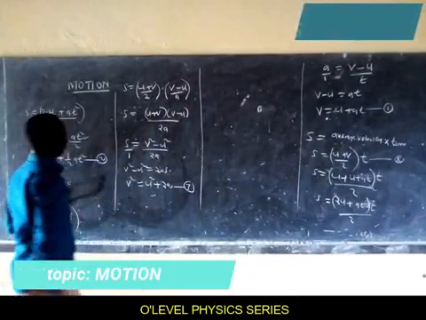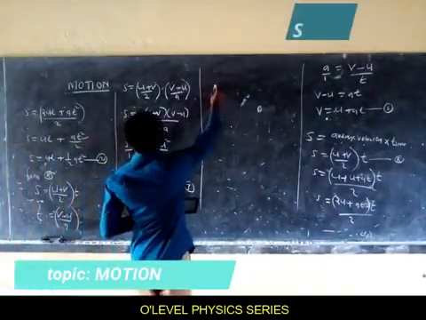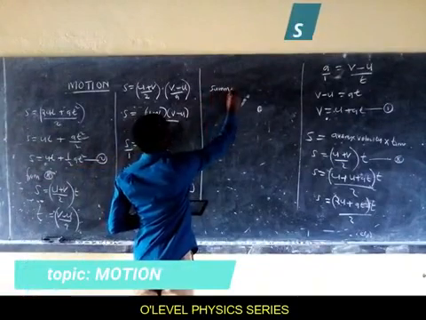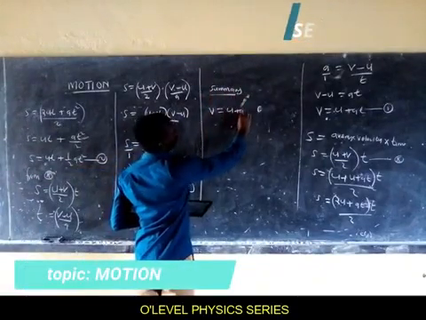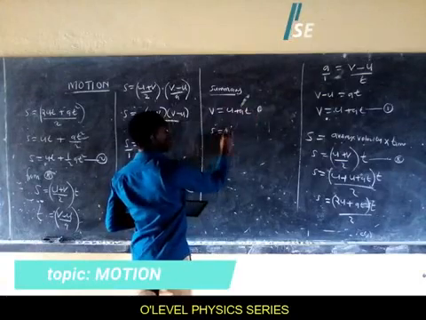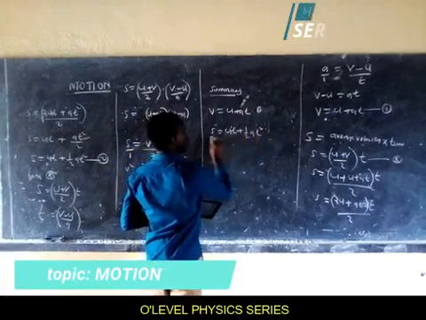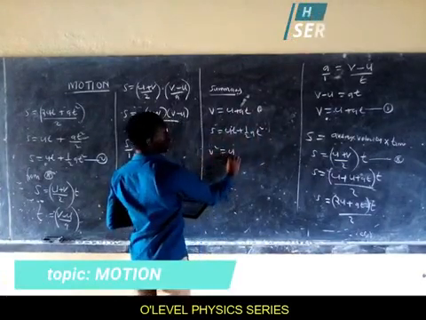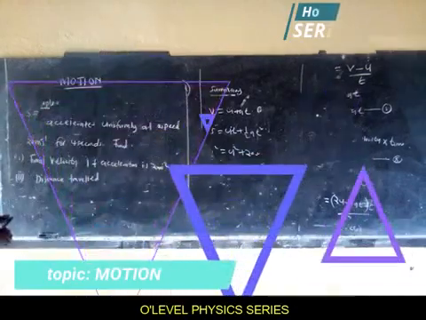Meaning, in summary, motion has 3 equations. We have v equals u plus at, we have s equals ut plus a half at squared, and we have v squared equals u squared plus 2as.